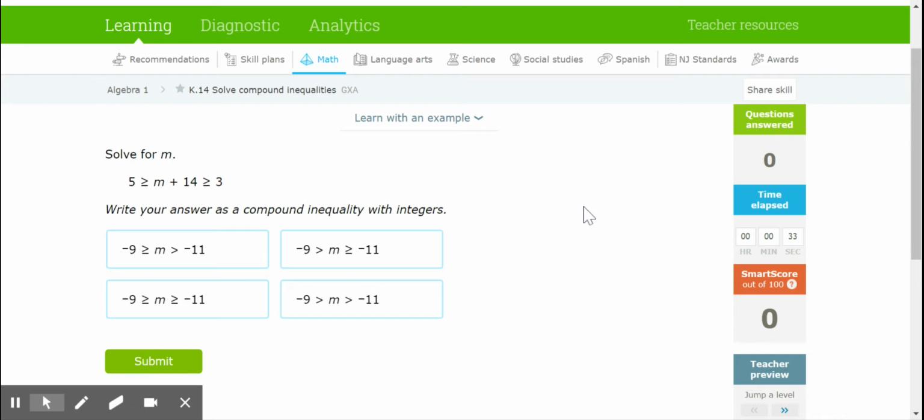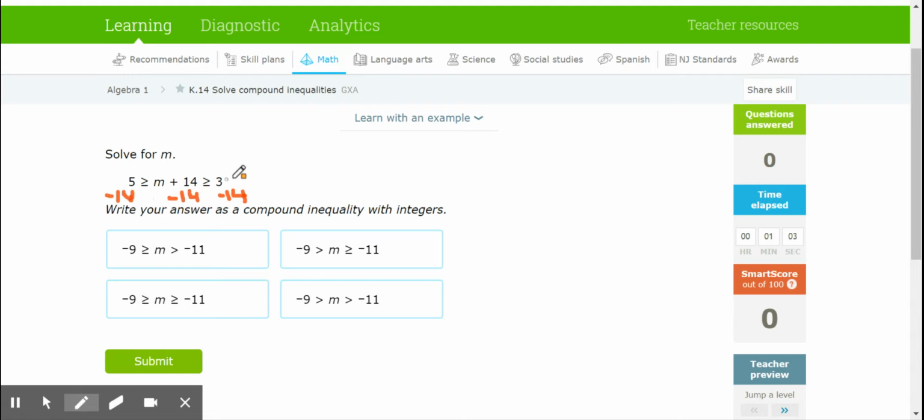Okay, guys, today we're going to be doing K14, which is solving compound inequalities. What we're going to see here is that these are all connected. So this is an implied and statement. We can break them up, or since this isn't too bad, it's just adding one number to the variable, we can go ahead and subtract 14 from each section of the inequality.